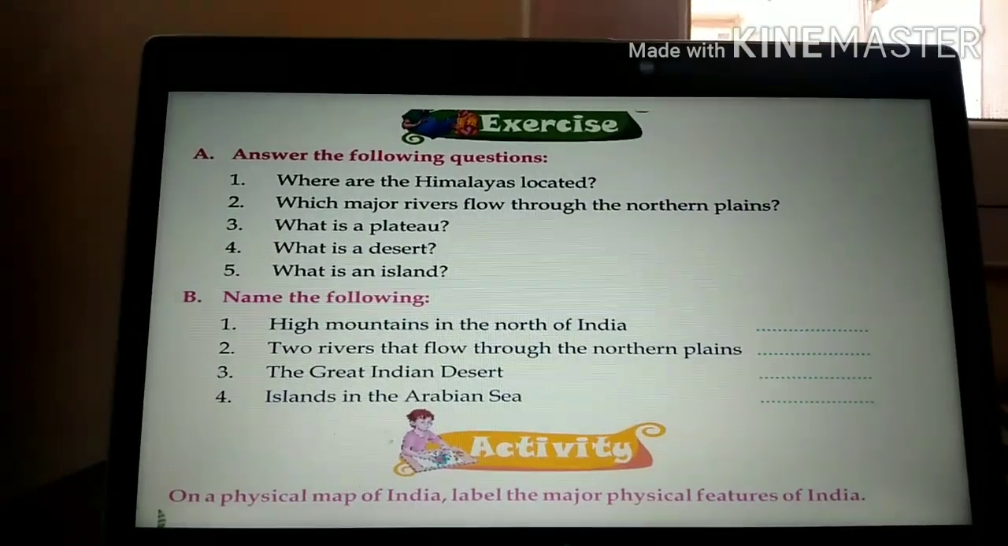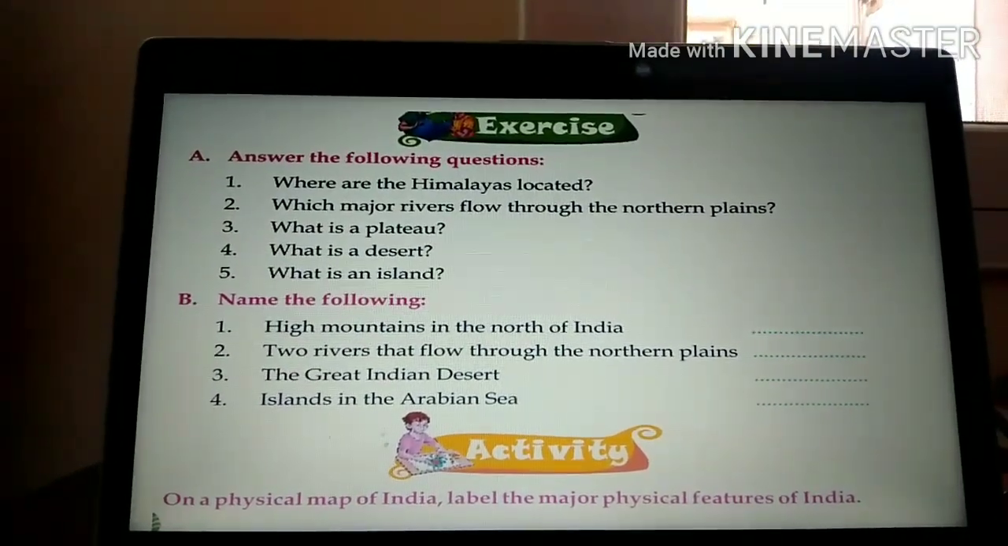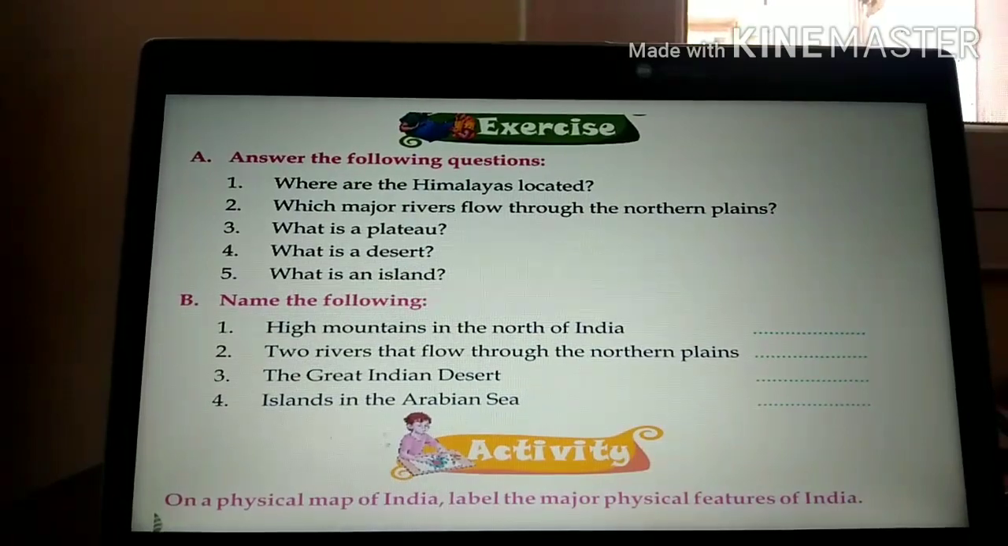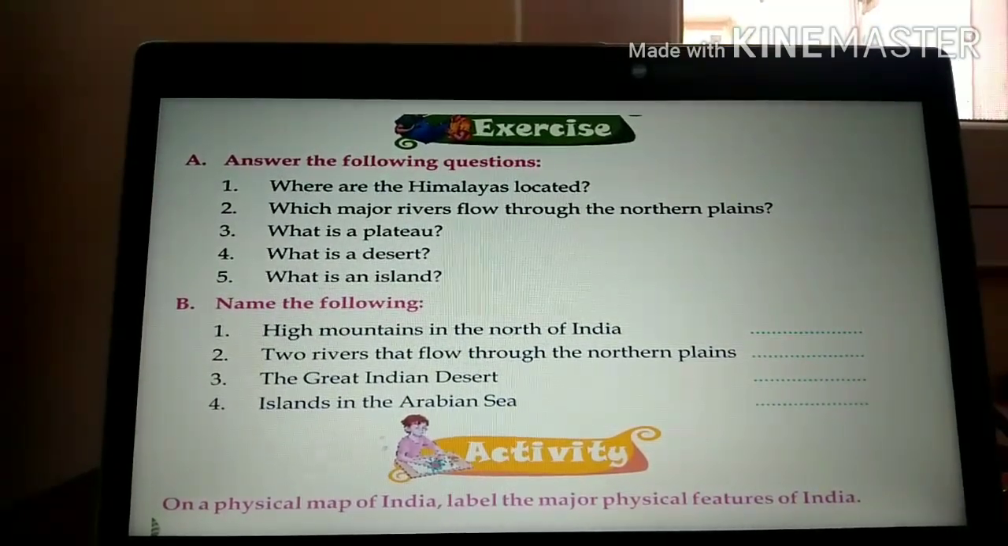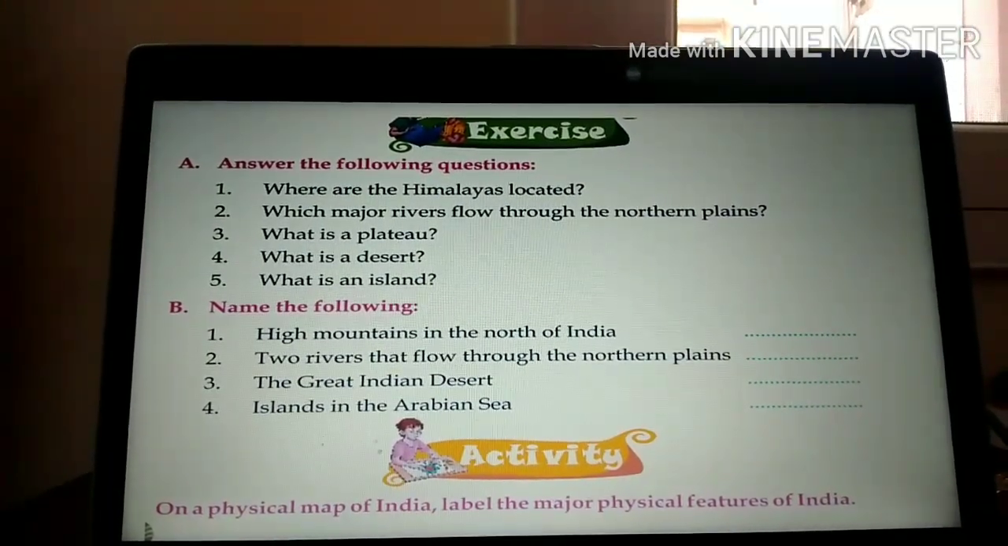Now, there is an activity given in your book. On a physical map of India, label the major physical features of India. Now, what are the physical features of India? In this chapter, I explained to you about the mountains, about the deserts.